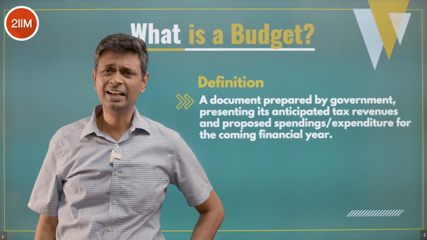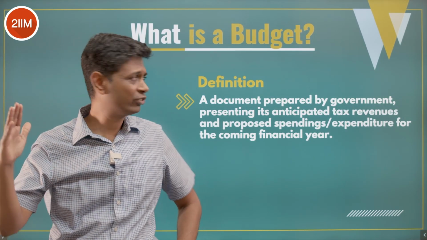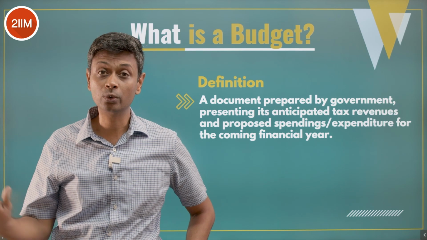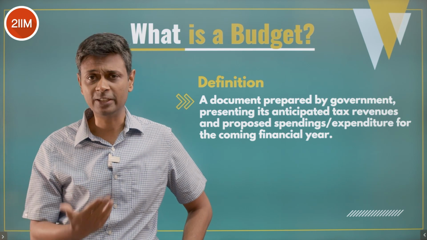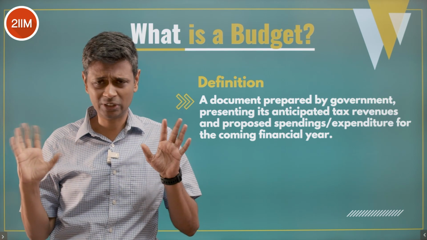What is a budget really? It's a documentation of what money is coming in and what money is going out. How much money are we getting that comes into the system? How much are we spending? It goes out of the system. Right? So very simple, not rocket science.